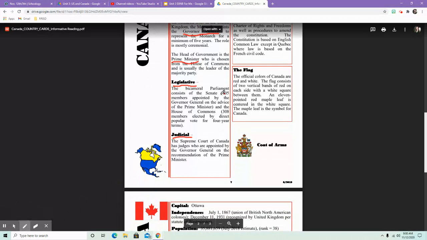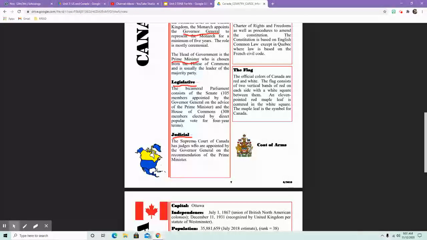The legislative branch is the bicameral parliament. It consists of the Senate, 105 members appointed by the Governor General on the advice of the Prime Minister, and the House of Commons. So this is a little bit different. In the USA, we had the House of Representatives. This is the House of Commons. They have 308 members that are elected by a direct popular vote for 4 year terms. And judicial. The judicial branch is made up of the Supreme Court of Canada. It has judges who are appointed by the Governor General on the recommendation of the Prime Minister.